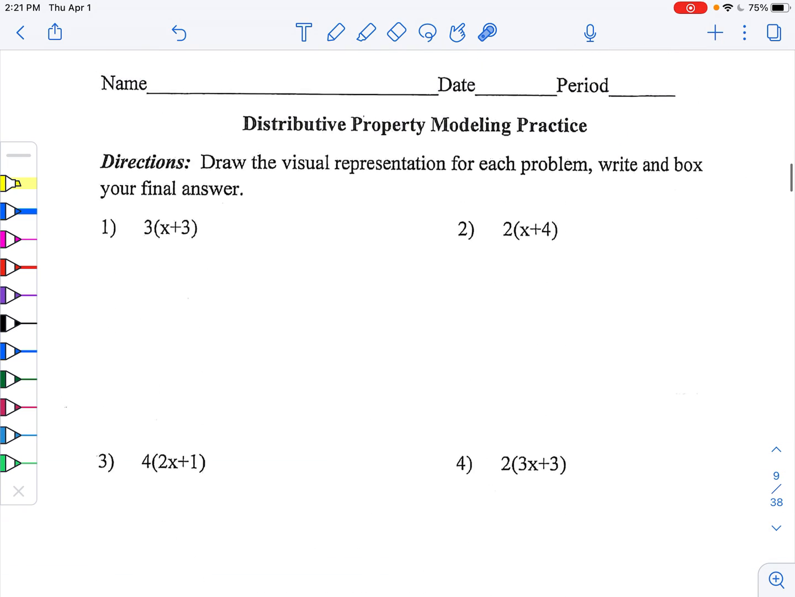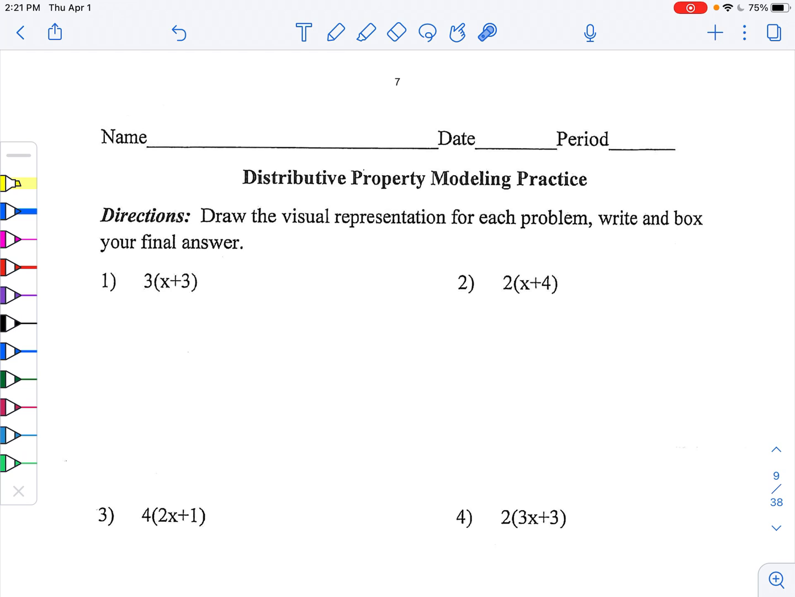All right, so on page 7. On page 7 it says, draw the visual representation for each problem. Write and box your final answer. So on number 1 it says 3 times the quantity x plus 3. This is what we're going to do. This right here, I told you, represents x.